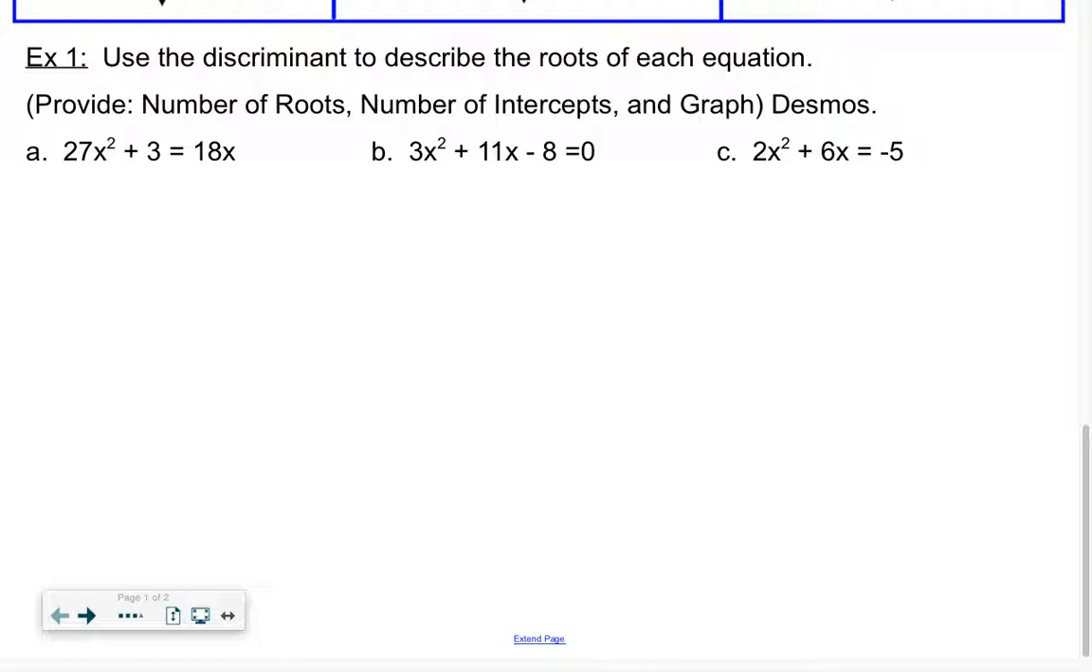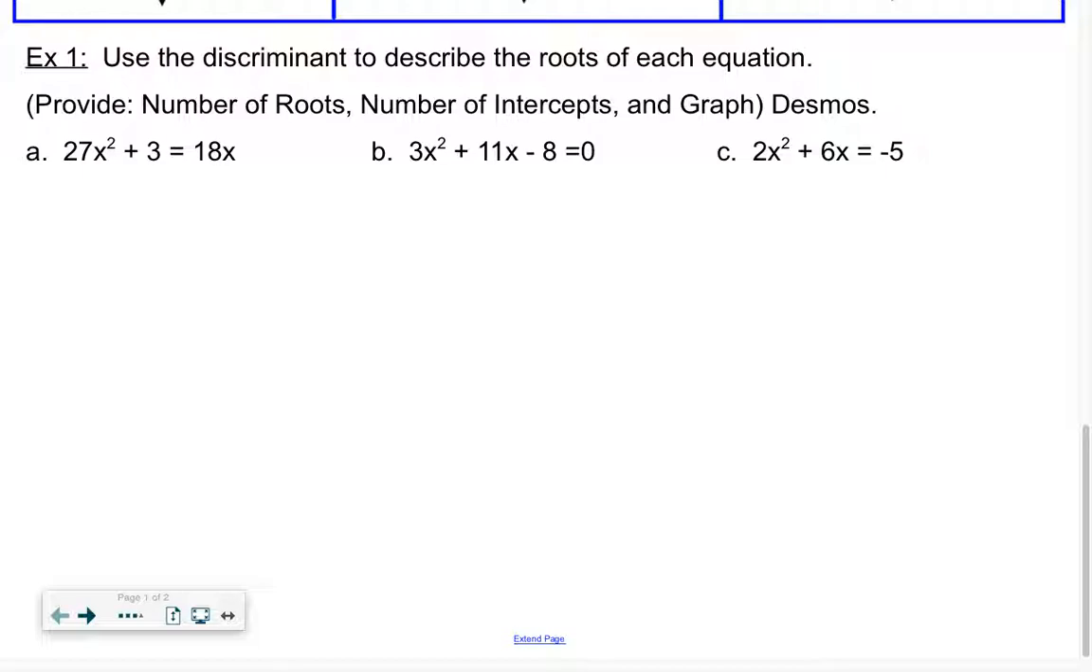I want you to take the next 5 or 10 minutes. You can work on this by yourself, or you can work on it with a partner if you would. But I just want you to take a look at those 3 quadratics that I gave you. First of all, find the discriminant. Then provide the number of roots, the number of x-intercepts, as well as a sketch of that graph. And if you would like, you could use Desmos. But I do want you to do the algebra first to find that discriminant.